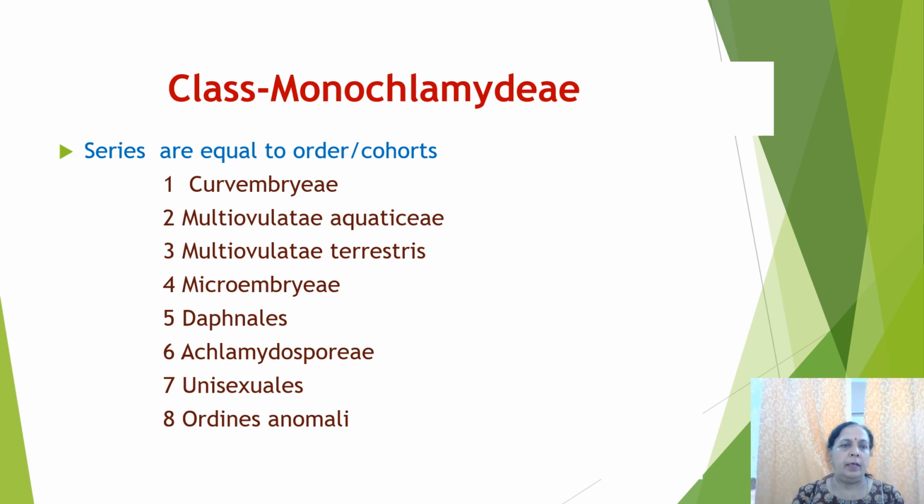Class Monochlamydeae is classified in 8 series. These series are equally treated as orders. The first is Curvembryeae, where the embryo is curved, and second is Multiovulate aquatic, where the plant species bear many ovules and aquatic habit, aquatic plants. Multiovulate terrestrial, Microembryeae, Daphnales, Achlamydosporeae, Unisexuales, and Ordines anomali.